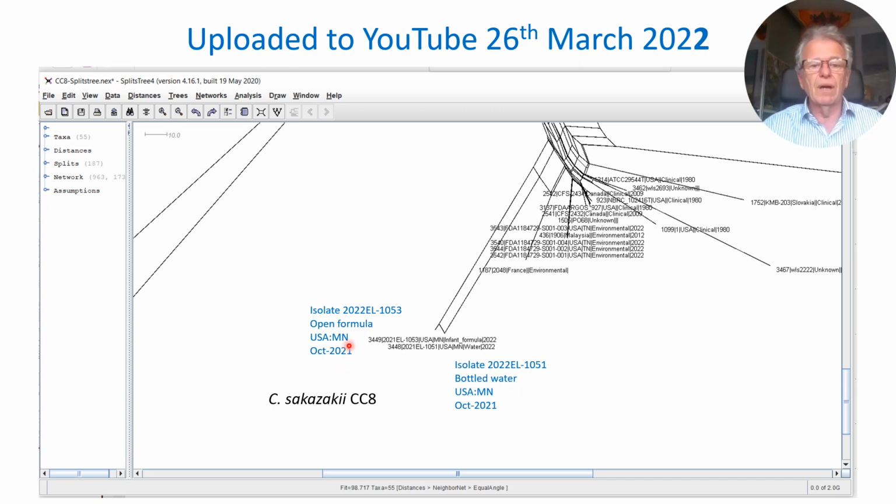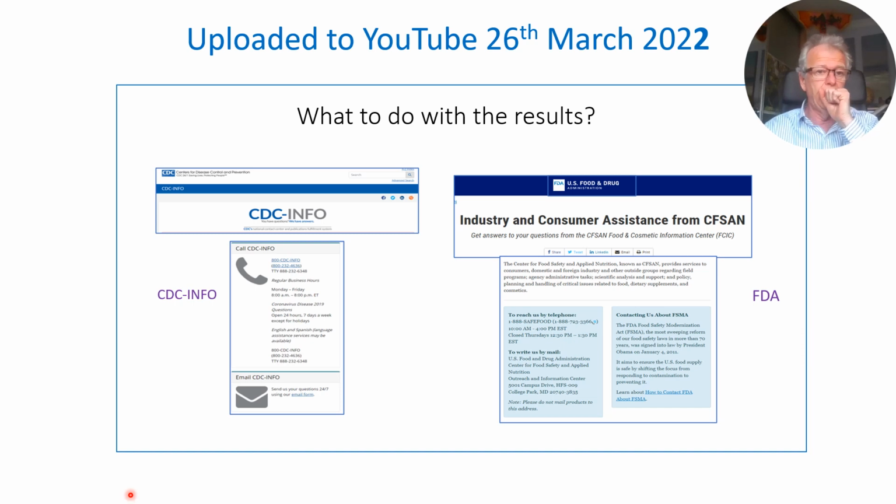And these are from the same state in America, the same month as well. And this was of Cronobacter sakazakii clonocomplex 8. And what I said, as always, is that if you see interesting results, then here are the contact people, here's the access for CDC and FDA. And as you know, that's what I do.